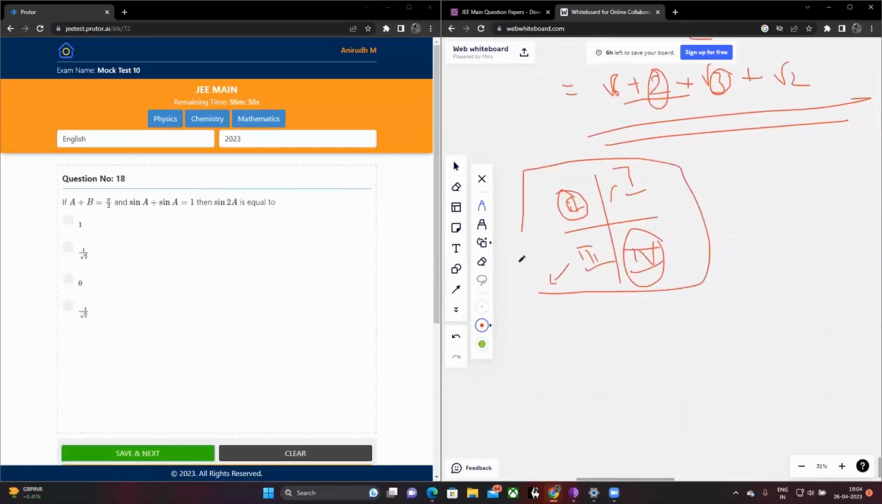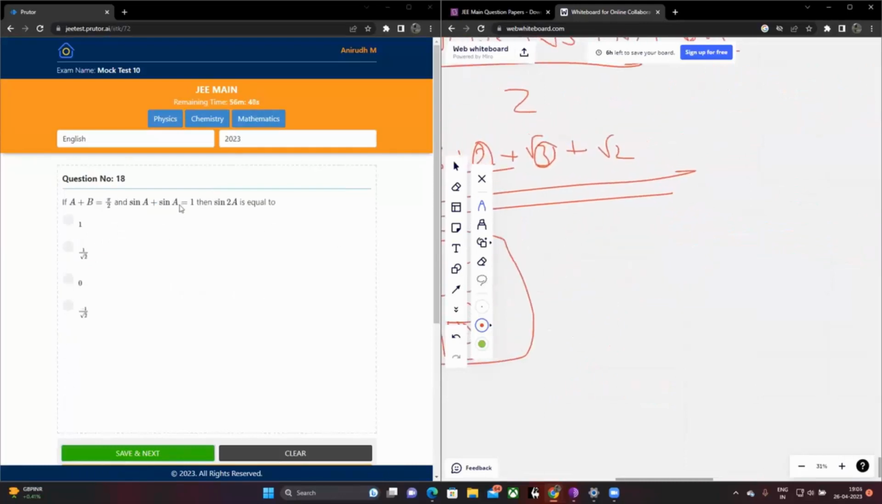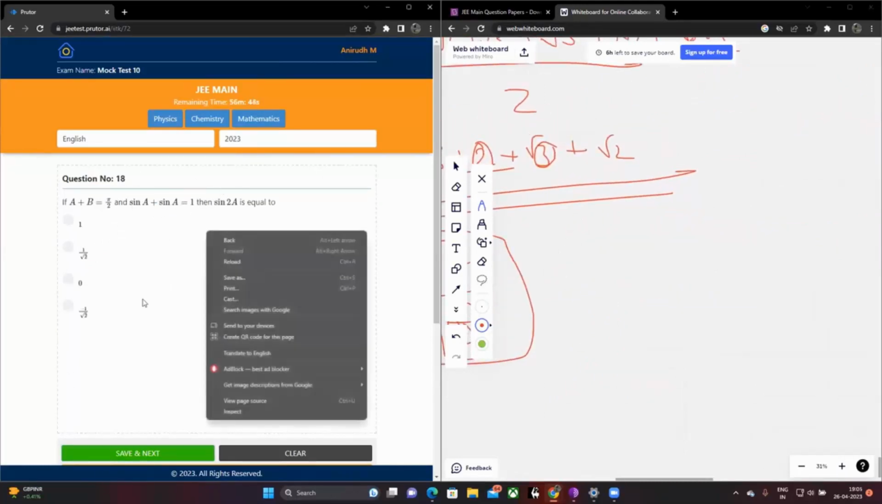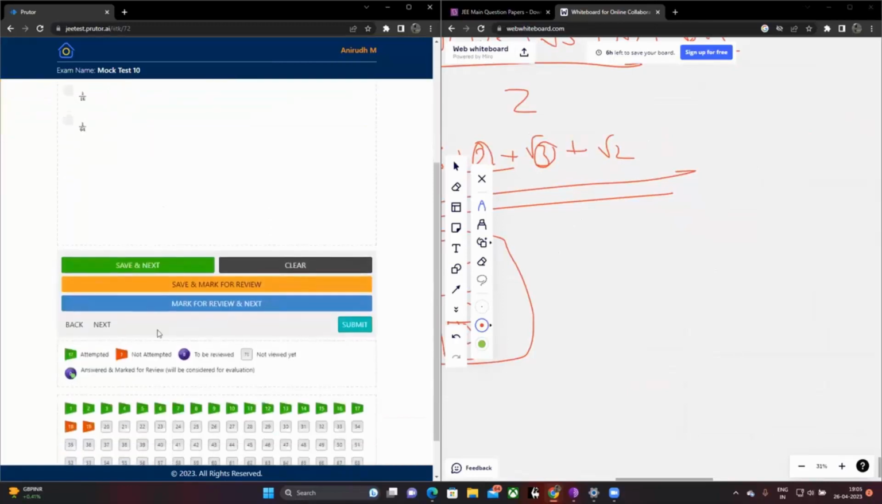Now question number 18. A plus B is pi by 2. This has a mistake. I'm just skipping to the next question because I don't want to waste your time.